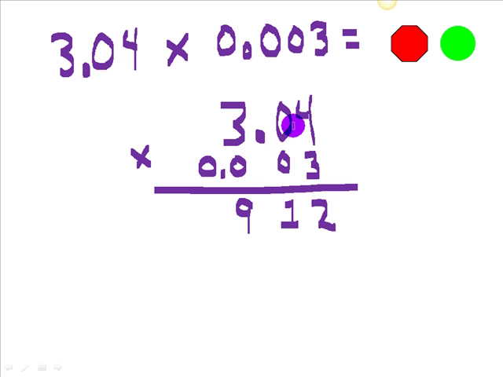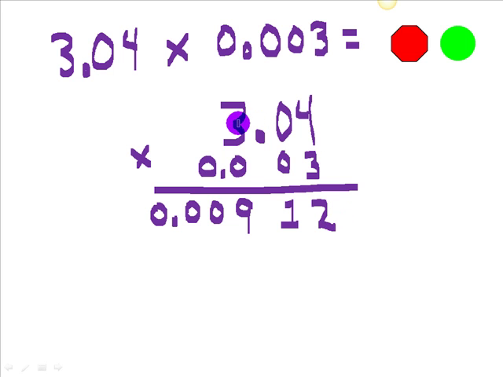But now I say I have 1, 2, 3, 4, 5 numbers that are behind the decimal. So I have 0.00912. So my answer in this case is going to be 0.00912. And if you think about this, how much sense does that make?